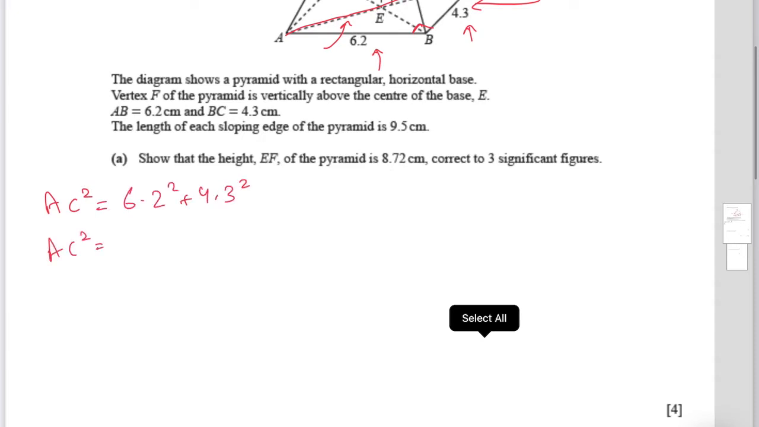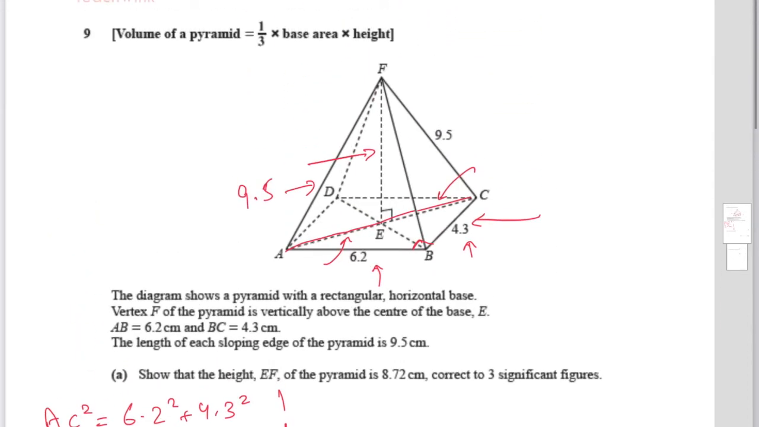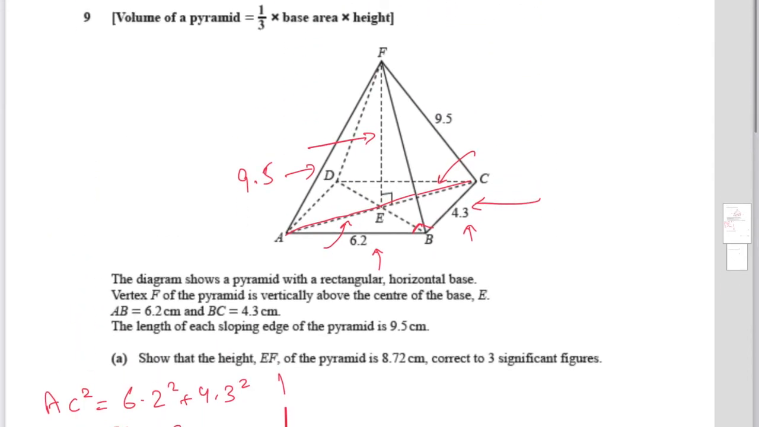So AC squared, let's plug this into the calculator. 6.2 squared plus 4.3 squared gives us 56.93 centimeters. So AC comes out to be, under root this, 7.545. So AE would be half of this. So I divide this by 2 and I get 3.773 centimeters. Okay, since we have AE, we can use the Pythagoras theorem to find EF.